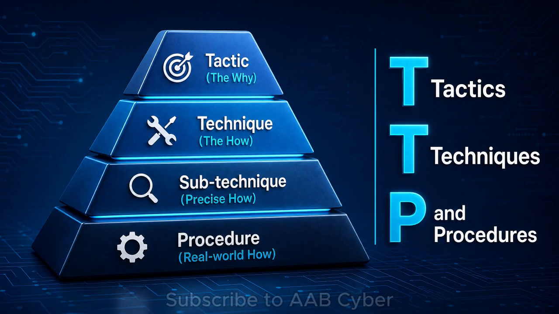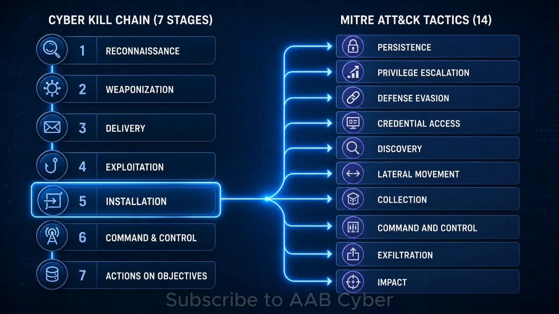Tactic, technique, procedure. TTPs. You are going to hear that term constantly for the rest of this course, so get comfortable with it now. Tactics, techniques, and procedures. ATT&CK organizes its techniques under 14 top-level tactics in what it calls the enterprise matrix. And here's something genuinely useful. You can map these back onto the kill chain stages you just learned, which makes them much easier to remember.